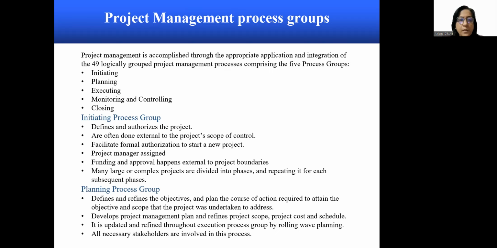Then let's look at the planning process group. It defines and refines the objectives, plans the course of action required to attain the objectives, and the scope that the project was undertaken to address. It develops the project management plan and refines the project scope, the project costs, and the project schedule. It is updated and refined throughout the execution process group by rolling wave planning. And all the necessary stakeholders are involved in this planning process group.